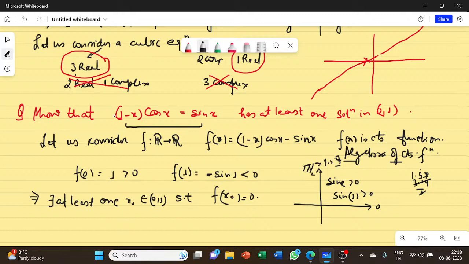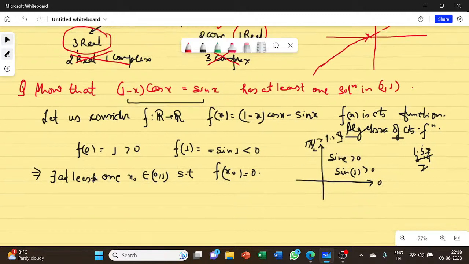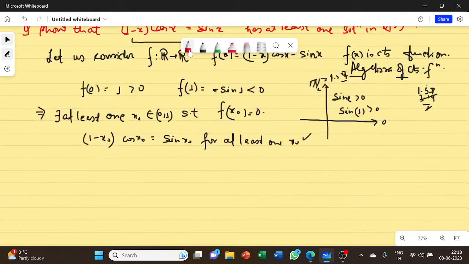Okay, now I'll move ahead. So there exists at least one x naught belongs to (0, 1) such that f of x naught is 0. What does it mean? It means that (1 minus x naught) cos of x naught would be equal to sine of x naught for at least one x naught. Okay, this is what I want to say. Now try to solve another question.